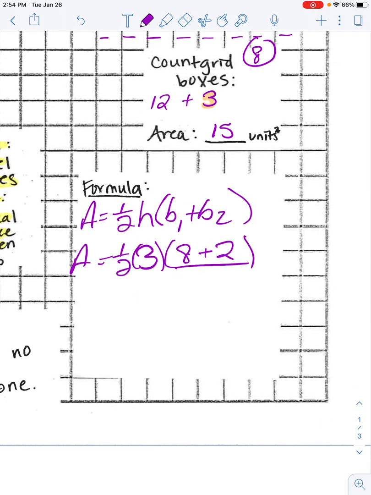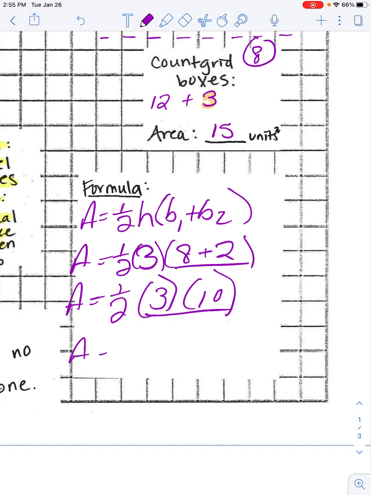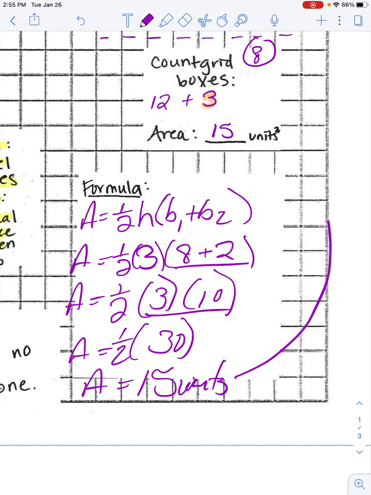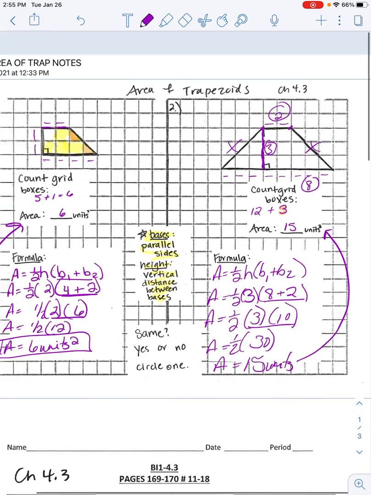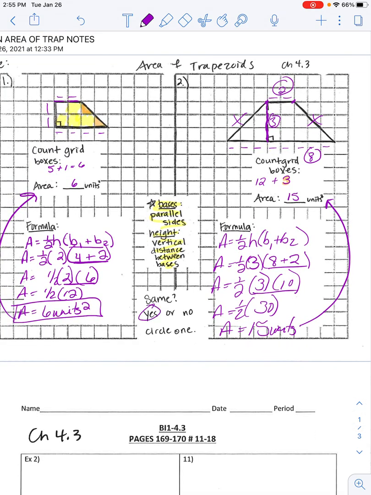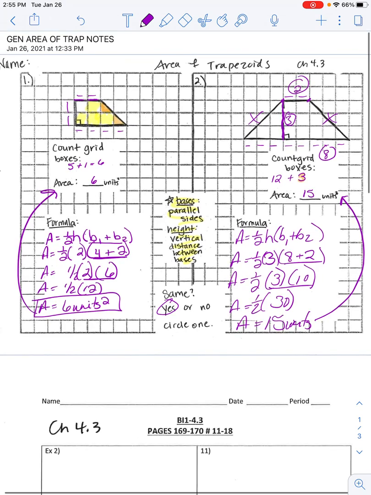And again, we're going to work this backwards. Parentheses first, 8 plus 2, 10 is the sum of the bases. Bases times the height gave us 30. And half of 30, or 30 divided by 2, is 15 units squared. Okay, so this just says same, yes or no. Those were the same. You can count them or use the formula. You'll get the same answer.